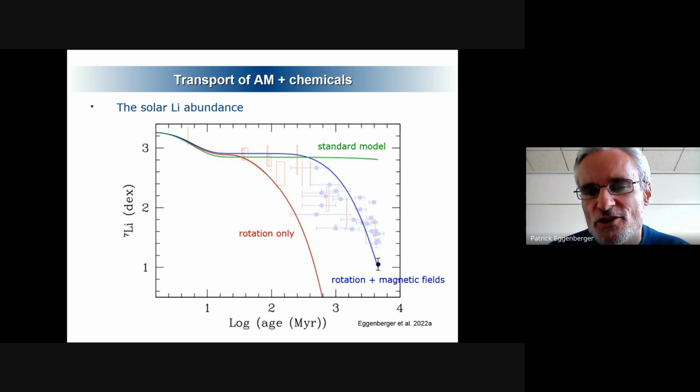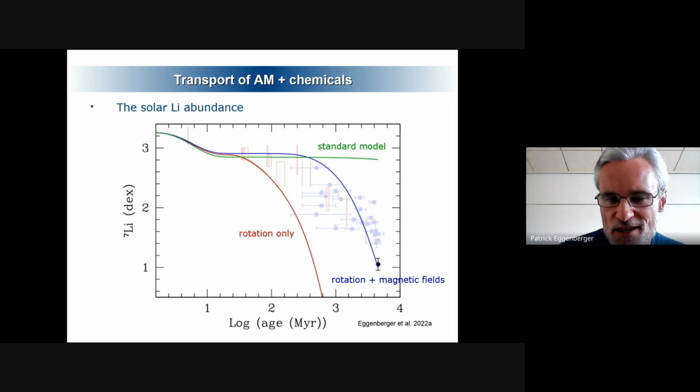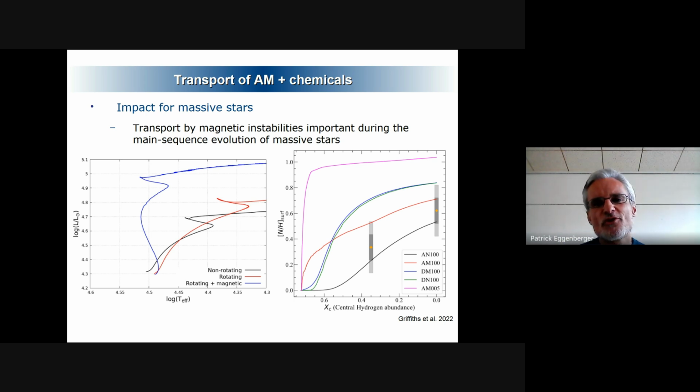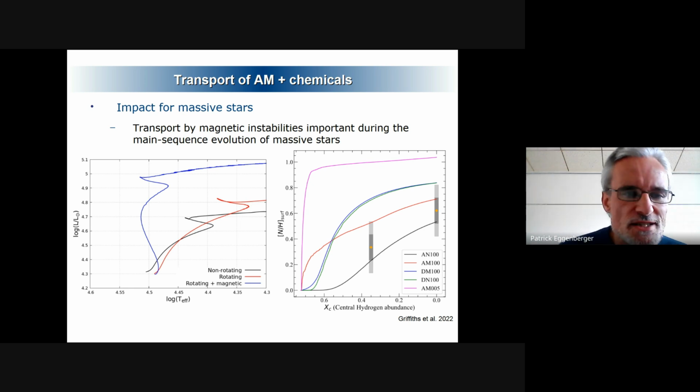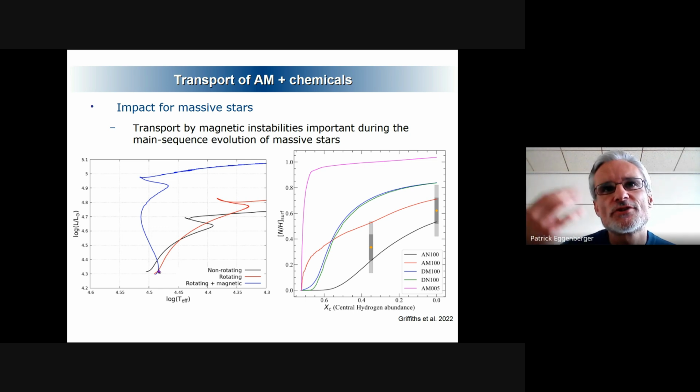So this corresponds to an encouraging result in the goal to have something that is coherent from the point of view of angular momentum and chemical elements. But of course, if we use this model for massive stars, we see a huge difference. So what is illustrated here is the HR diagram for a 15 solar mass model without rotation. This is the black line here. Same model with only rotation as described before, and exactly the same input parameters, but with magnetic field.